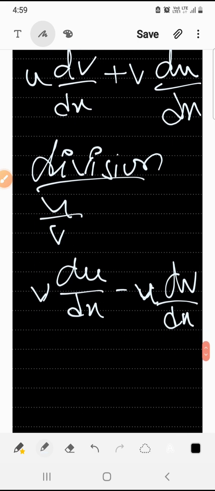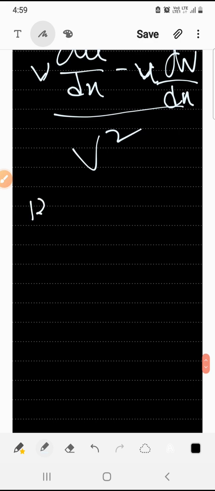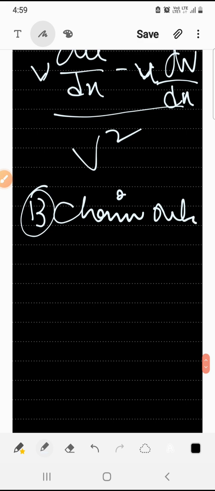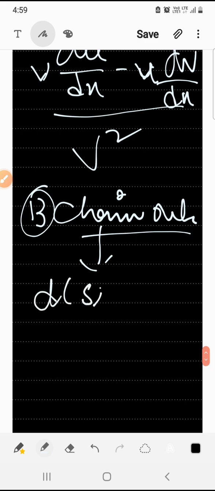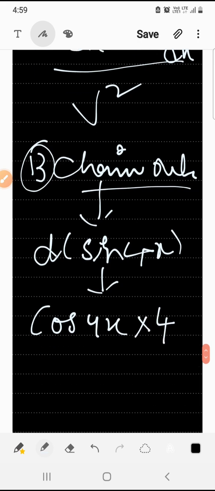U will be the constant, and v square is the formula. And the 13th one is the chain rule. So in this chain rule, we have differentiation of sin 4x. How to do this one? Sin x differentiation means cos, so cos 4x, and multiply by the coefficient of x, which is 4. Like that we will do.